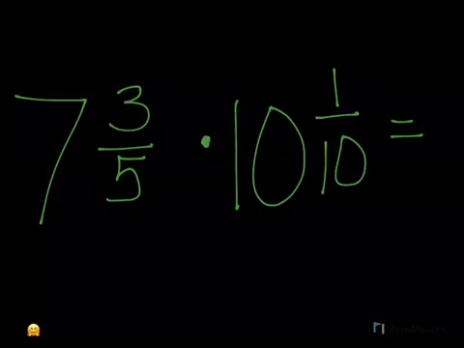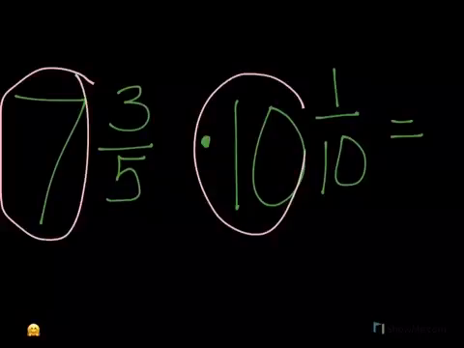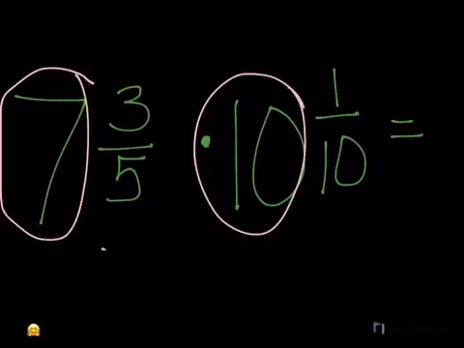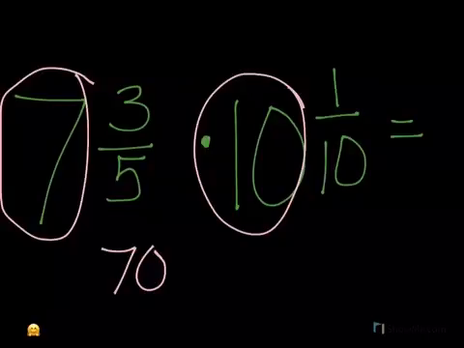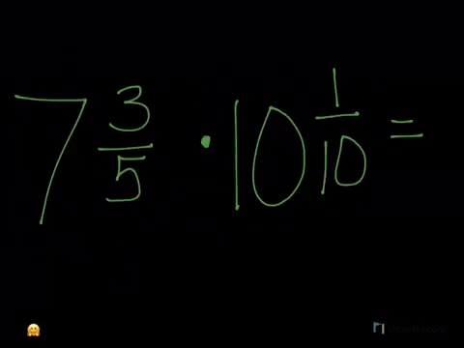In this example, we have two mixed numbers, 7 3/5 times 10 and 1/10. Most kids want to just multiply the whole numbers, 7 times 10, which is 70, and then multiply the fractions straight across. That method actually does not work, so pay attention as I review.